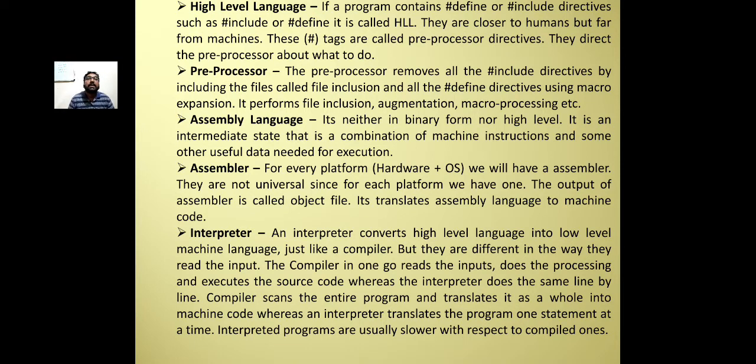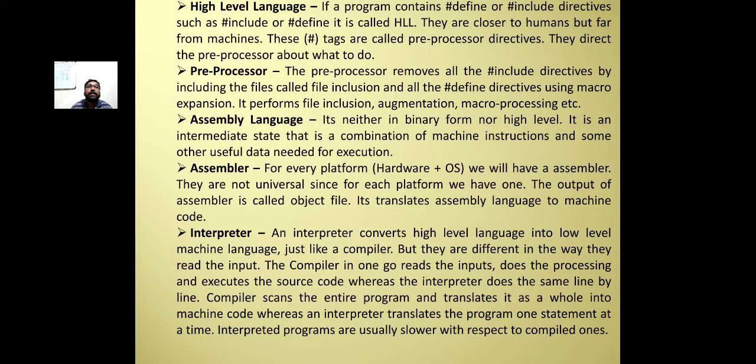Assembly language is neither in binary form nor high level. It is an intermediate state that is a combination of machine instructions and some other useful data needed for execution. Assembler: for every platform, hardware plus operating system, we will have an assembler. They are not universal things. For each platform, we have one. The output of the assembler is called an object file. It translates assembly language to machine code.